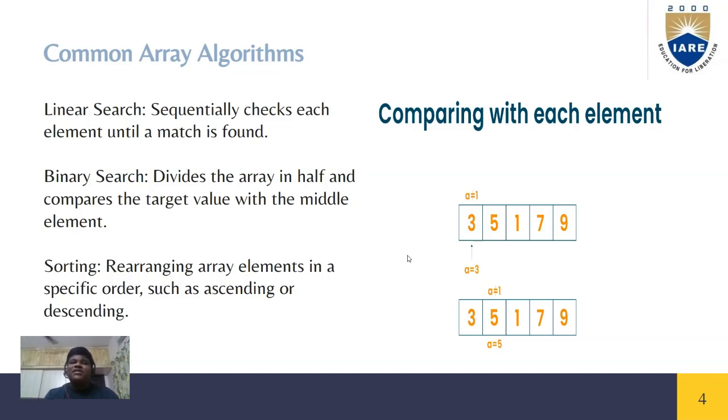Binary search divides the array in half and compares the target value with the middle element. So, what happens is binary search splits the array into half, and from the middle element, it checks whether the given input is greater or lesser. If it's greater it goes to the left side of the array, if it's lesser it goes to the right side of the array and finds the element and returns the element. Next common array algorithm is sorting, rearranging array elements in a specific order such as ascending or descending. Again, in sorting there are many types such as bubble sort, insertion sort, and selection sort.